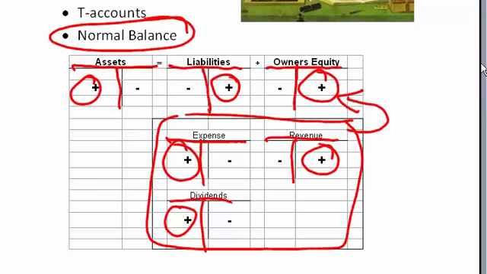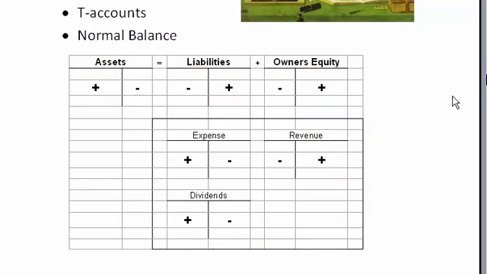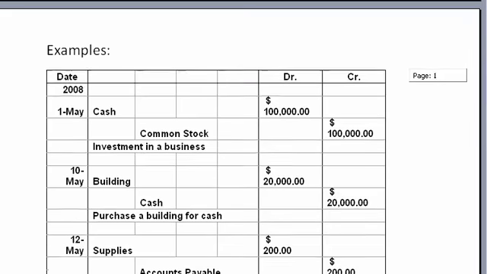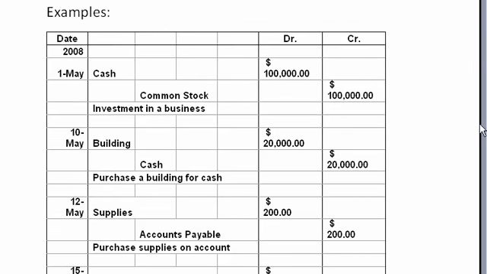Just as a word of caution here, you need to think of expenses and dividends as being negative, so the higher those numbers are, the lower it is of owner's equity. So that's a concept you just need to get clear in your head. Okay.